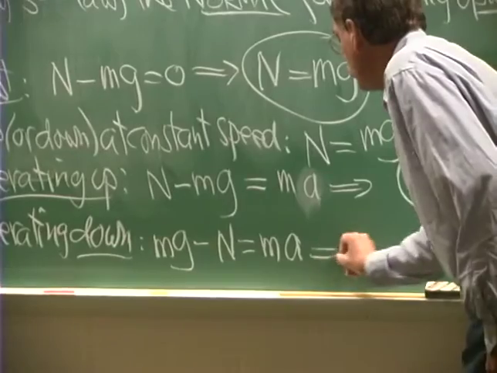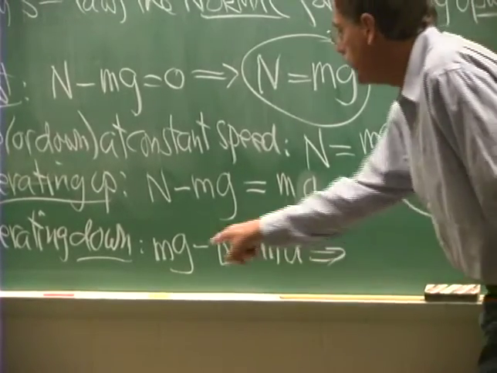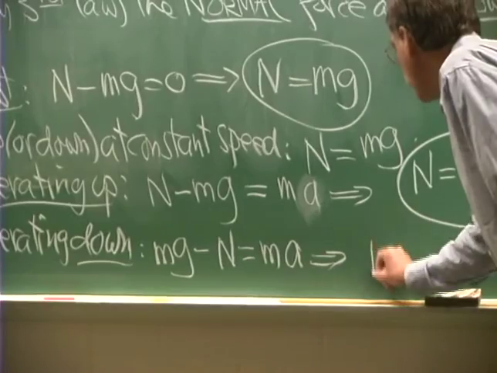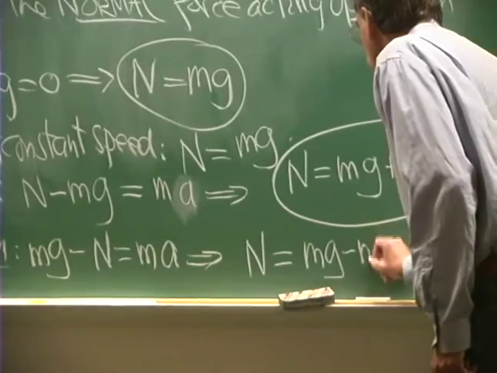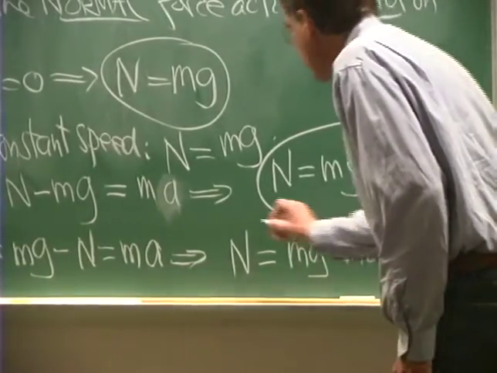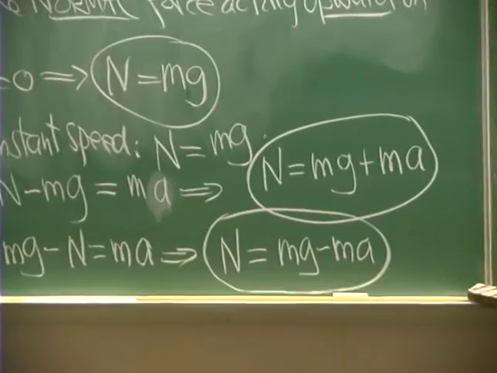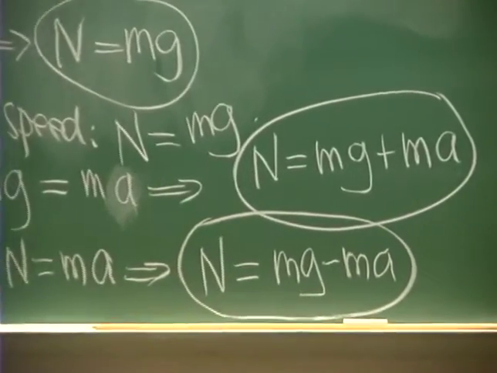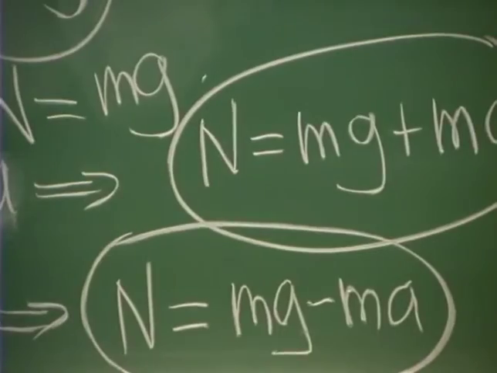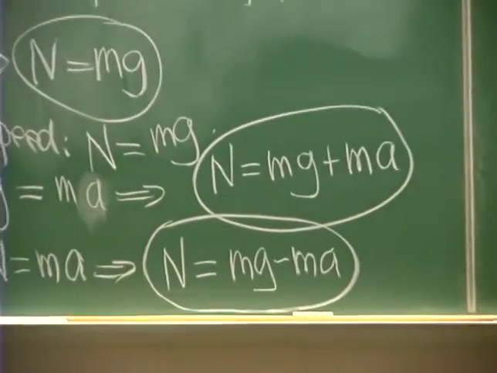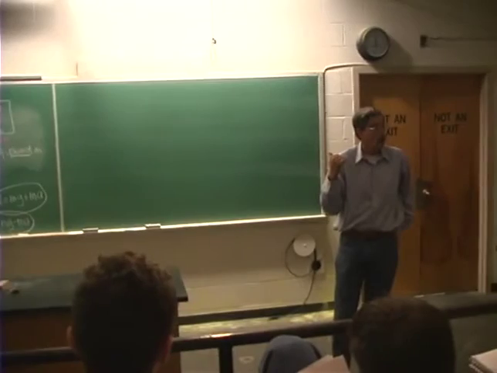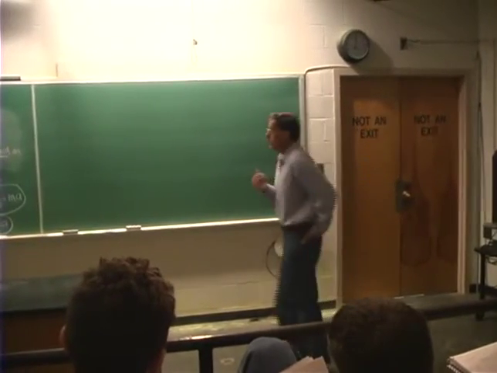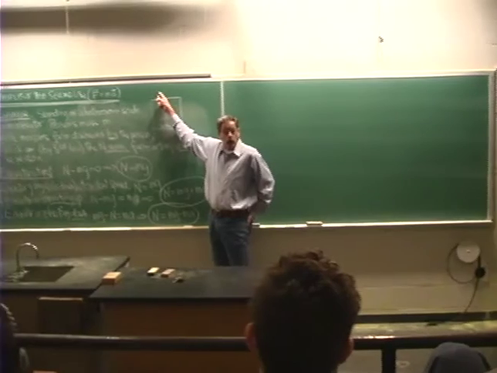What does that tell me? If I pull the N over to the other side and the ma over to the left side, it would say N is equal to mg minus ma. In that circumstance, where the elevator is accelerating downward, the scale suddenly reads somewhat less than the person's weight. Indeed, what if the elevator accelerated downward exactly with the acceleration g? That would be free fall. You can do that easily. Cut the cable on the elevator.